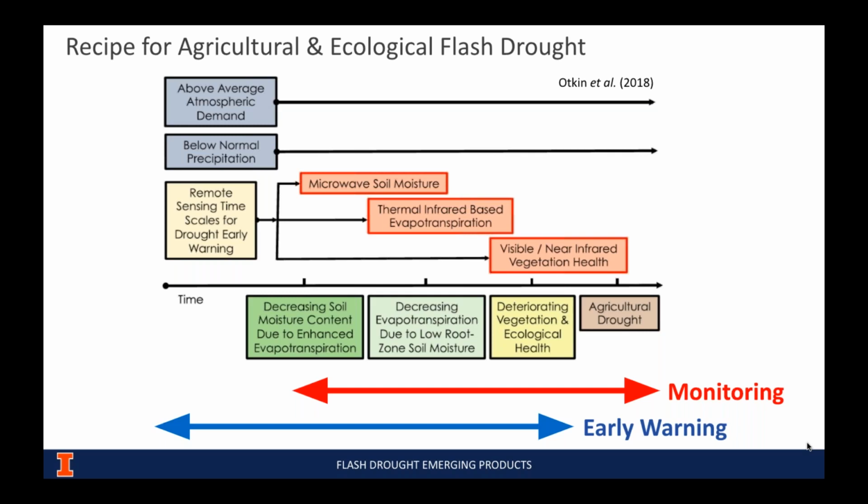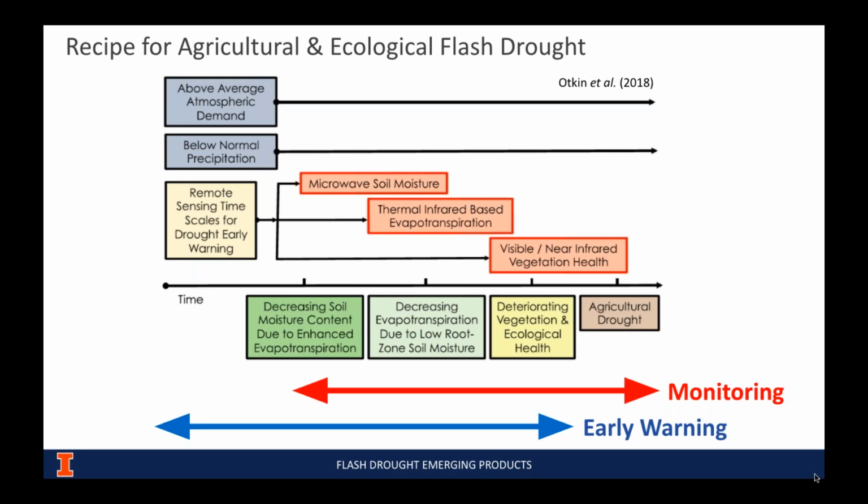And we can see that towards the bottom as we move out in time from those atmospheric drivers, we see a decrease in soil moisture, and the namesake of flash drought means that happens rather quickly, to the point where we begin to see deteriorating vegetation and ecological health, and that can ultimately manifest in agricultural drought or ecological drought. So when we're thinking about the timescales of monitoring and early warning, for monitoring flash drought, we're looking at things like, along with precipitation and evaporative demand, vegetation indices, maybe soil moisture.